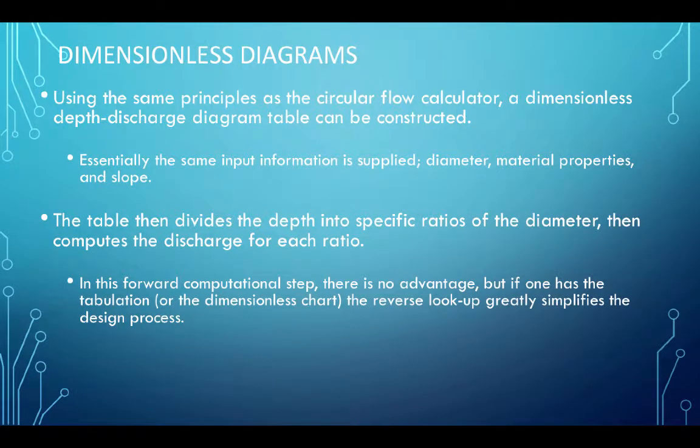Okay, another approach are dimensionless diagrams. If we use the same principles as the circular flow calculator, a dimensionless depth discharge diagram table can be constructed. Essentially uses the same input information of diameter, material properties, and slope. The table then divides the depth into specific ratios of the diameter, computes the discharge for each ratio. In the forward computation step, there's absolutely no advantage. If one has the tabulation or the dimensionless chart, then reverse lookup is greatly simplified.